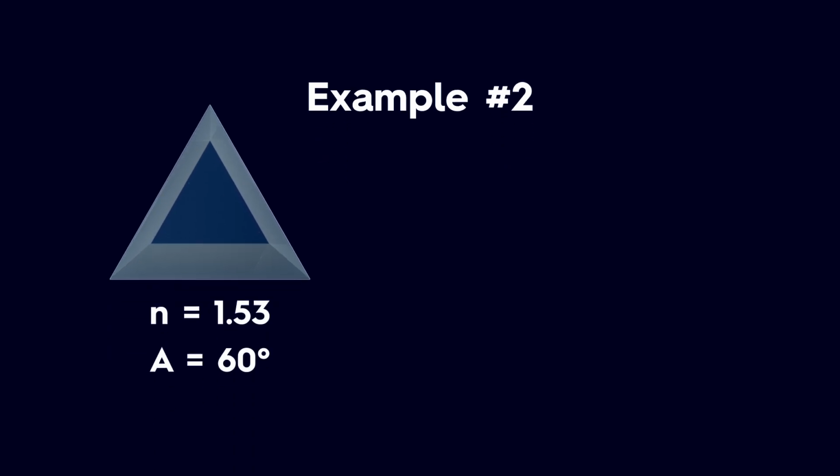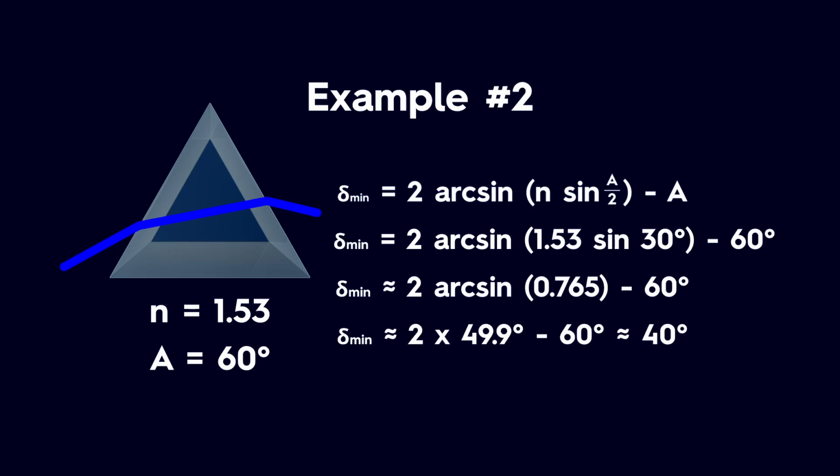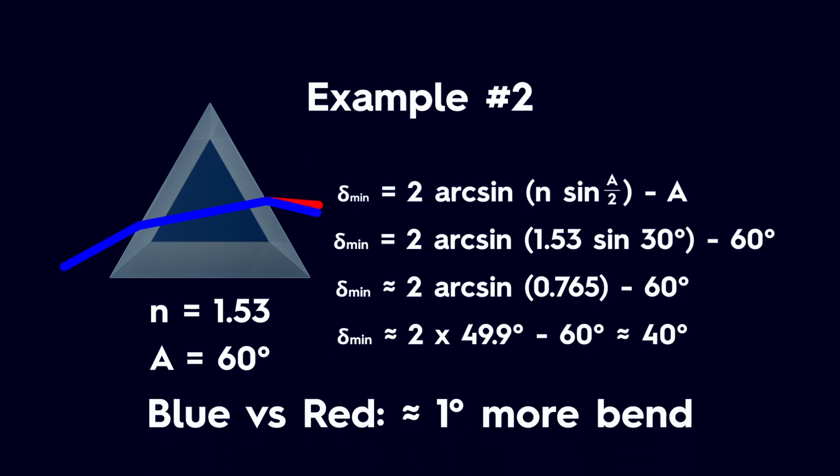Now apply the same steps to a nearby wavelength. If the index for blue light, n, is approximately 1.53 with the same apex angle, the calculation gives a minimum deviation of about 40 degrees, roughly 1 degree more bend than for red.